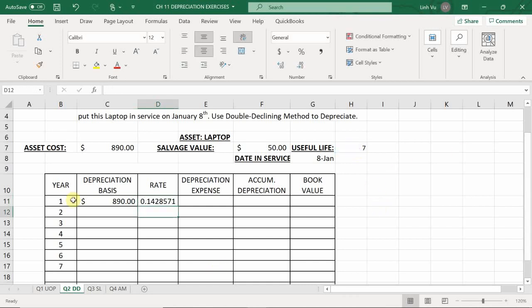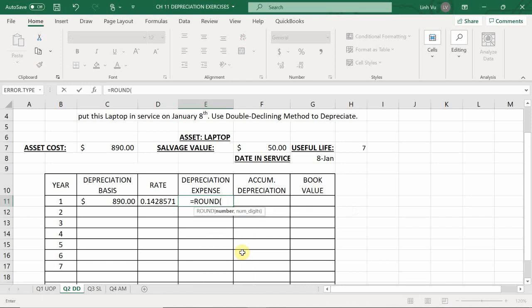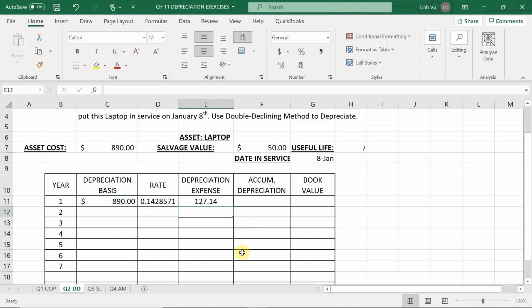So that should give me a total of 1428. Okay? So this is where we need to use our equal round formula so we can get a nice rounded number. In this case, my depreciation expense is going to be my basis times my rate, comma 2, to give me a total of $127.14 for the year. In this case, yes, I did depreciate it for a full year because I put this asset into service as of January 8th, which tells me I'm going to start depreciating as of January.